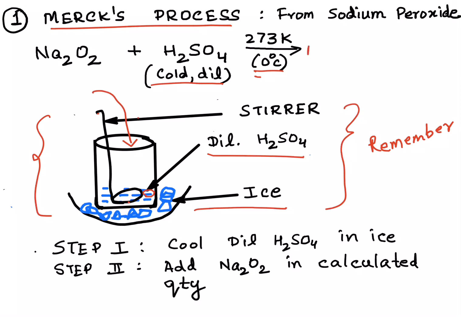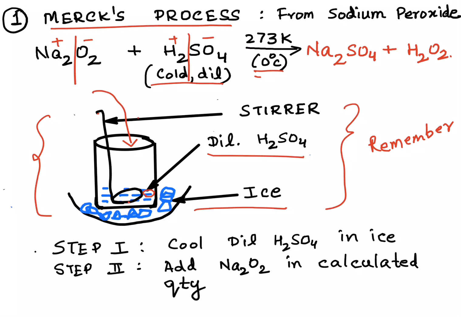So what will be the products? Go ahead, try. Let's break it here. Positive with negative, positive with negative. Go ahead, give it a try. So we will have the products over here, Na2SO4 plus hydrogen peroxide will be formed.